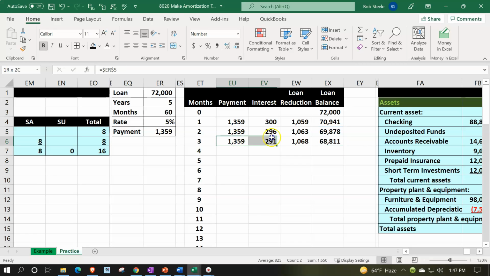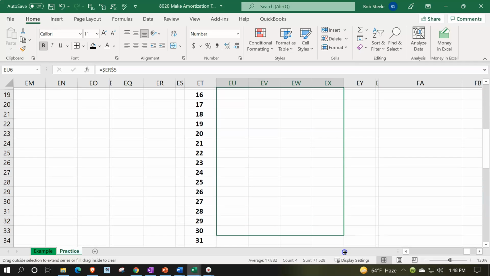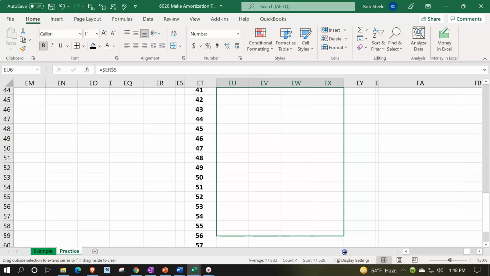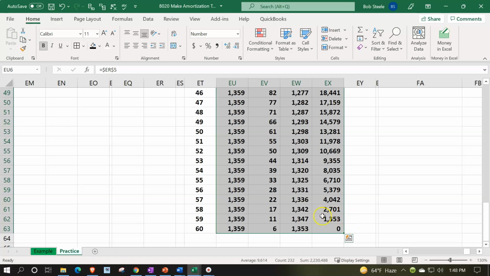So now I'm going to select those 4 cells again, put my cursor on the fill handle, drag it all the way down. You could double click on it, but I'm just going to drag it because I want to be down here at the bottom where it will end and hopefully be 0. If it's 0 at the end, that's a good indication that we have done this properly.